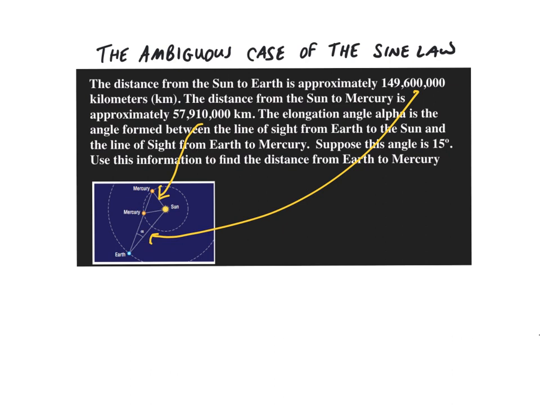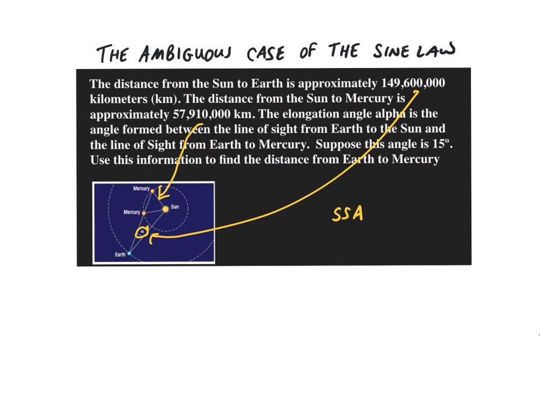And you can see in the diagram that we're assuming a circular orbit for both Mercury and the Earth. Meanwhile, the elongation angle alpha is the angle formed between the line of sight from Earth to the Sun and the line of sight from Earth to Mercury. So you'd imagine that you're looking up in the sky, maybe through a telescope, and you can spot Mercury, and you can spot the Sun, and you see this angle between the two. That's your 15-degree angle. So as you can see here, this creates a side-side-angle setup.